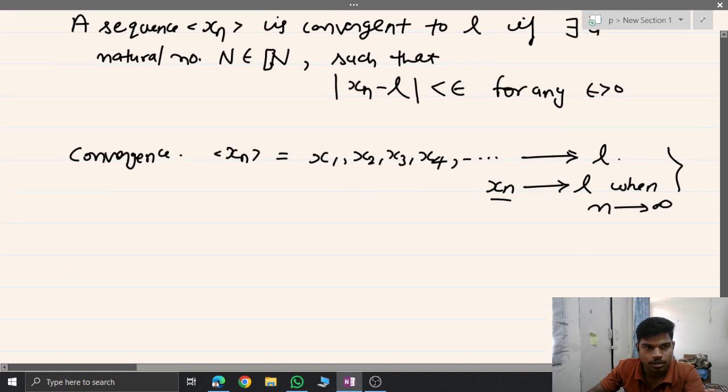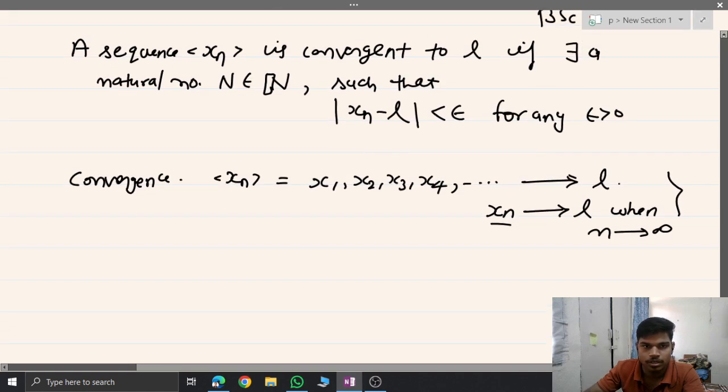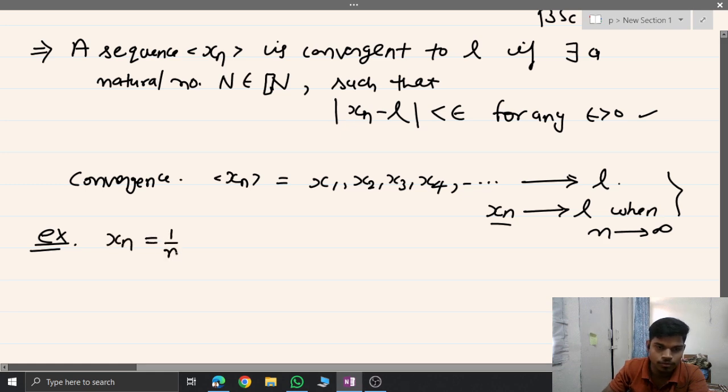Now we come to the definition. What is it saying? A sequence xn converges to L if there exists a natural number N. For understanding this, I am taking a very simple example. Suppose my xn is equal to 1 by n, and we already know my limit L is equal to 0.